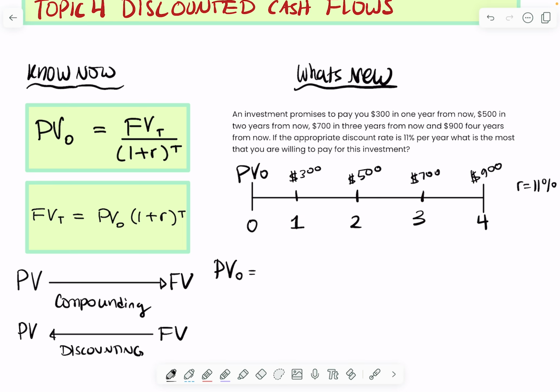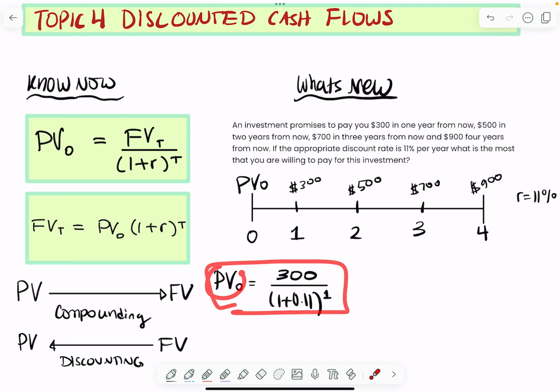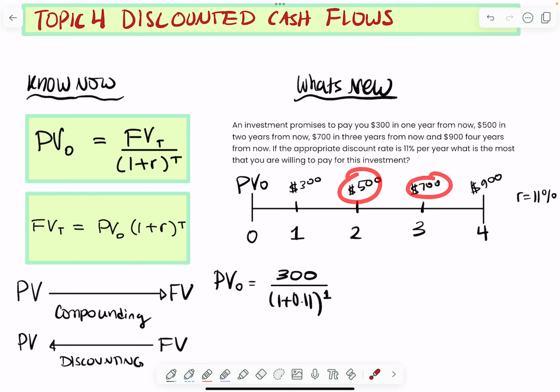So in other words, the present value of all of these investments is $300, that's the future value, over 1 plus the rate, which is 11%, which is 0.11, to the first power, because time is t, 1 year from now. This by itself gives you the present value. It tells you how much this investment is worth today. But you want how much all of them are worth together today. So you're going to have to keep doing it.